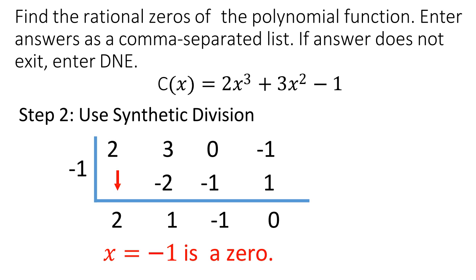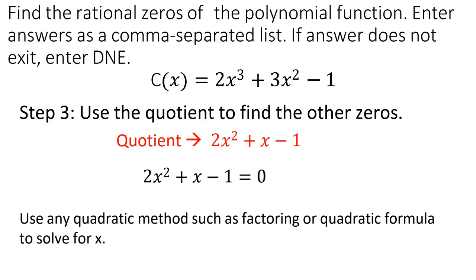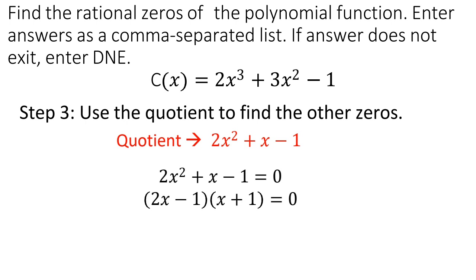So now I'm going to use my quotient, which is now a quadratic. This is 2x squared, plus 1x, and the negative 1 is my constant. So now I can use any method to solve for the remaining two zeros. This is a cubic function. It should have at least 3 zeros. I already found one, so this one should have 2 more. Let's go ahead and factor once again. That's my weapon of choice. I always love to factor.